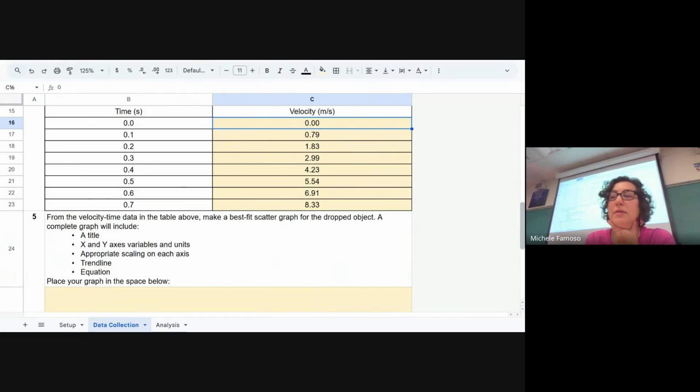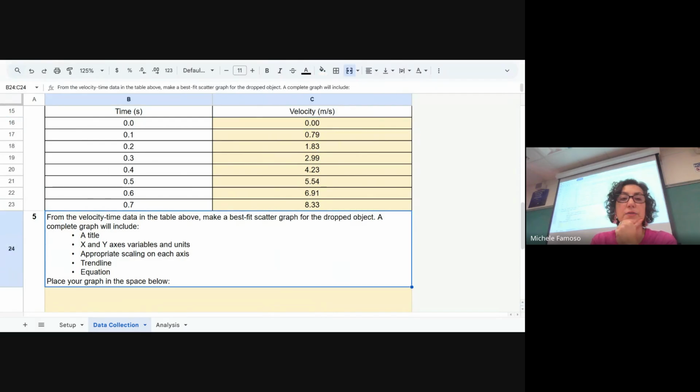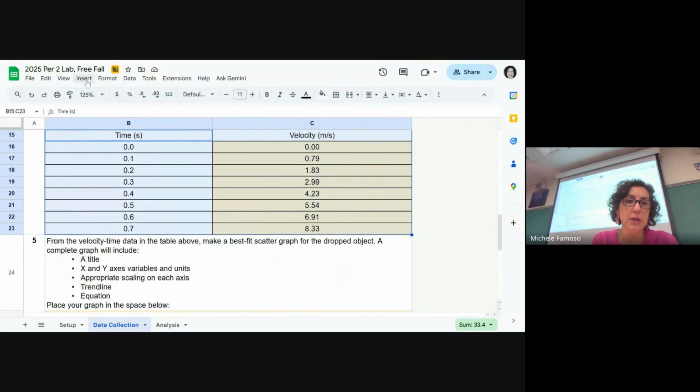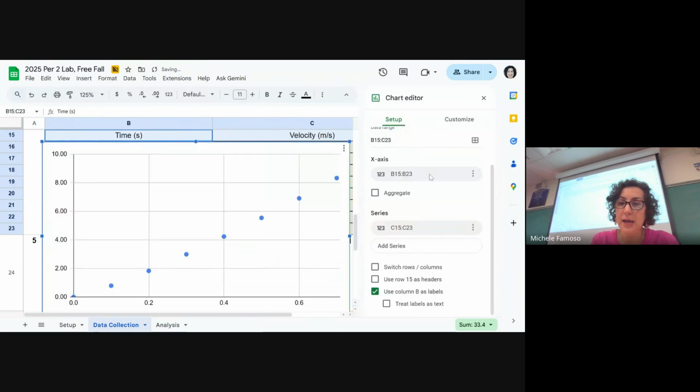Now, once you have that, are we still getting data? Anyone still getting velocities? These are all rounded. What you're going to then do is make your velocity time graph for step 5. So we're going to click on time, right arrow over to velocity, select your numbers. We're going to go to the insert menu, insert a chart. It should be a scatter graph.